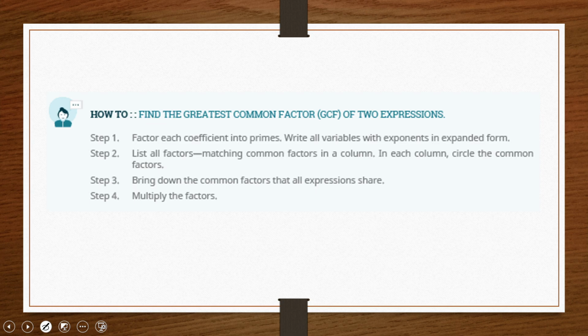Once we've listed all the factors, we're going to match them in that column formation that you saw a moment ago and identify the factors that are in common to both of my lists. Then we will multiply all those common factors together to get the GCF.